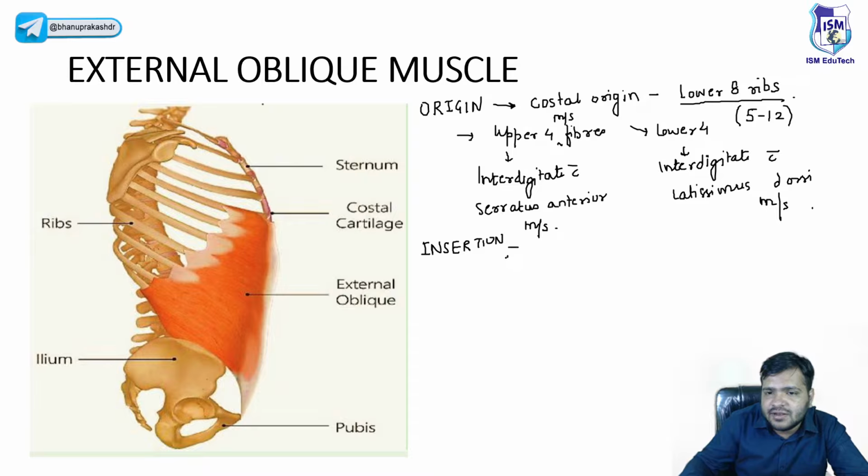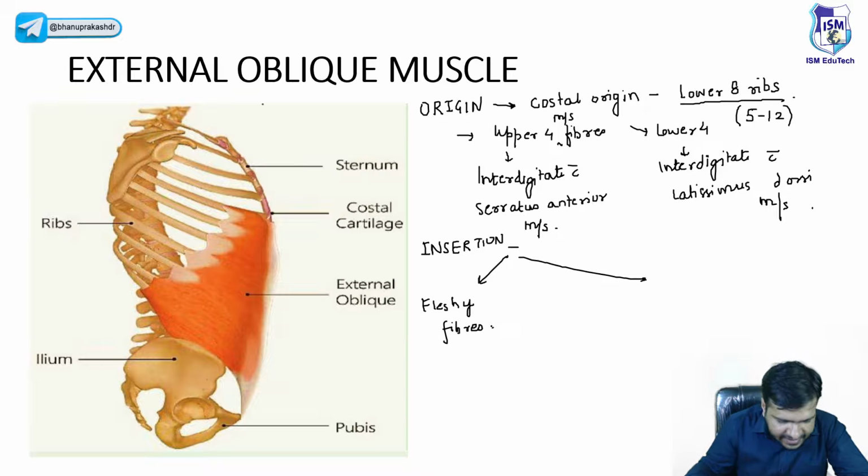So we have insertion in two forms, guys. Insertion in two forms. The first one, it is in the form of the fleshy fibers. Fleshy fibers. Anterior होगा, inferior होगा, ठीक है, वेरी गुड. डाउनवर्ड होगा, डाउन तो जा ही रहा है ना बेटा. फॉरवर्ड जा रहा है, मीडियल जा रहा है, ठीक है.